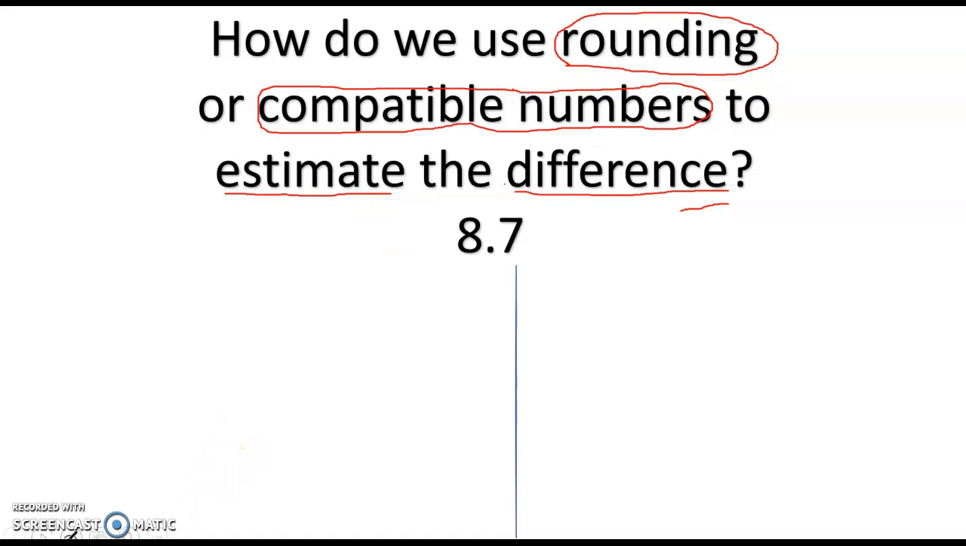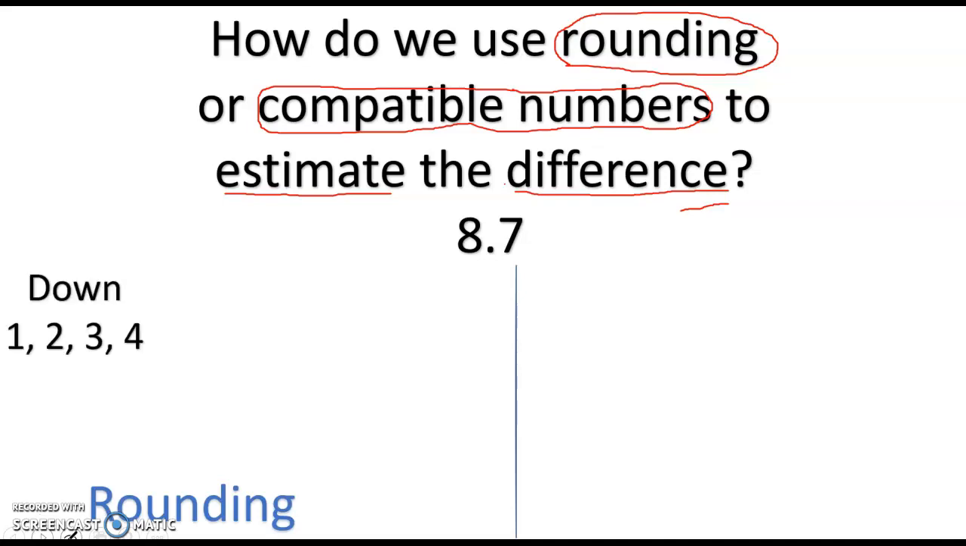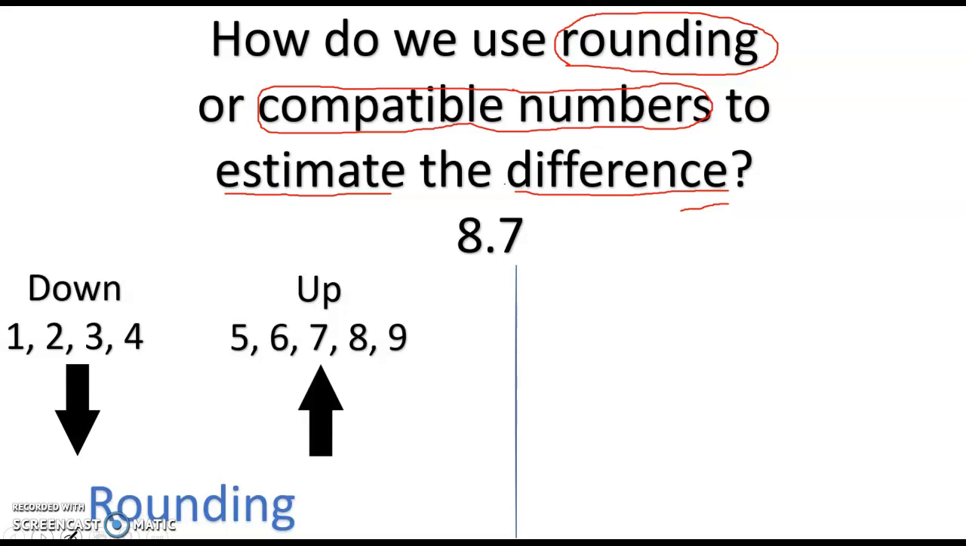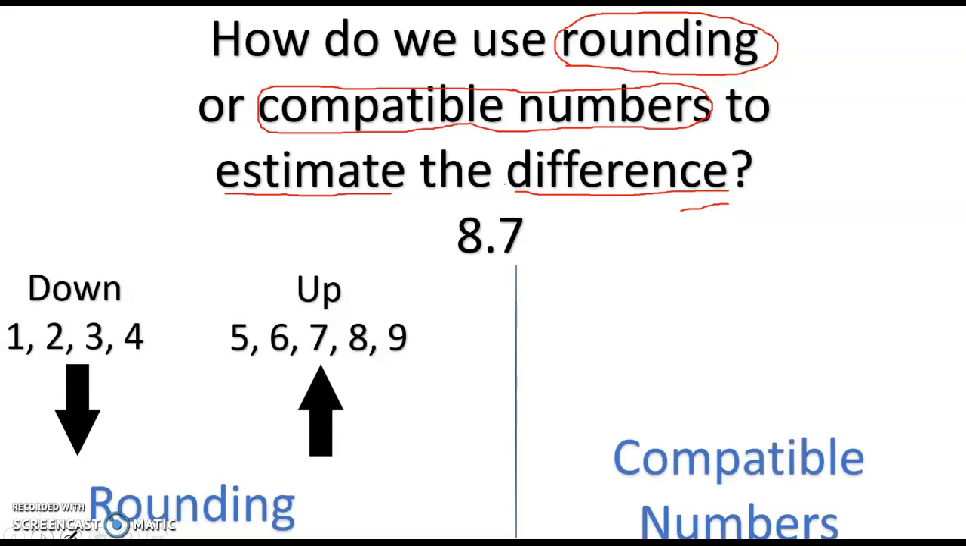You remember when we talked about rounding with addition, we round down when the number ends in 1, 2, 3, or 4. We round up when the number ends in 5, 6, 7, 8, or 9. Remember, when we find compatible numbers, we find numbers that are close to the actual numbers, but a little bit easier to calculate. Most of those numbers end in 5 or 0.